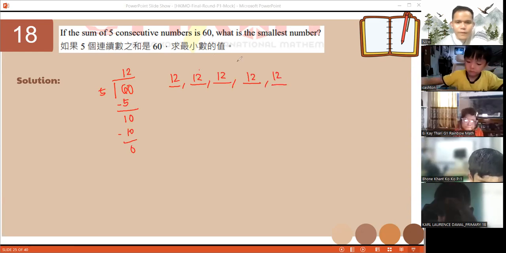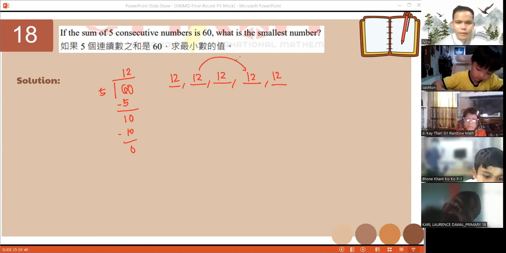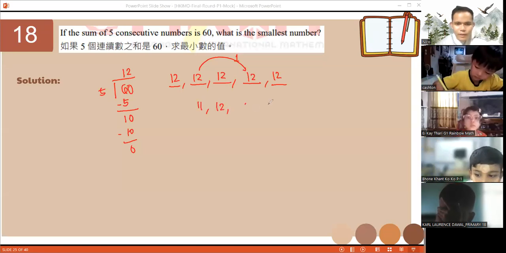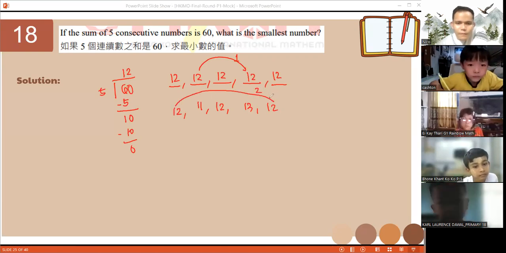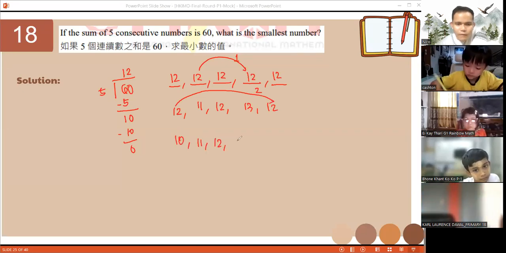Now, you transfer 1 here. This becomes 11, 12, 13, 12, 12. Now, you transfer 2 here. This becomes 10, 11, 12, 13, and 14. So the smallest number here is 14.